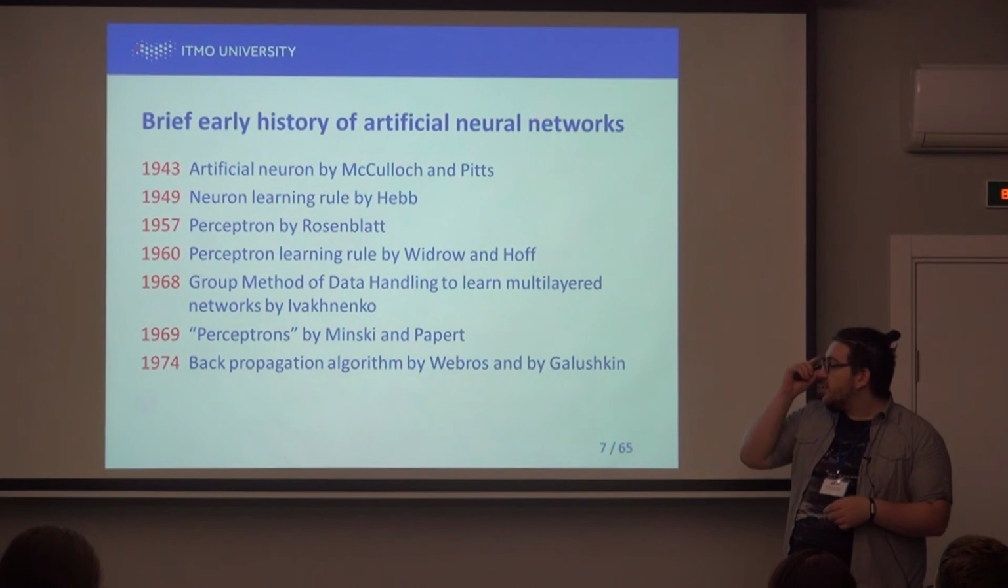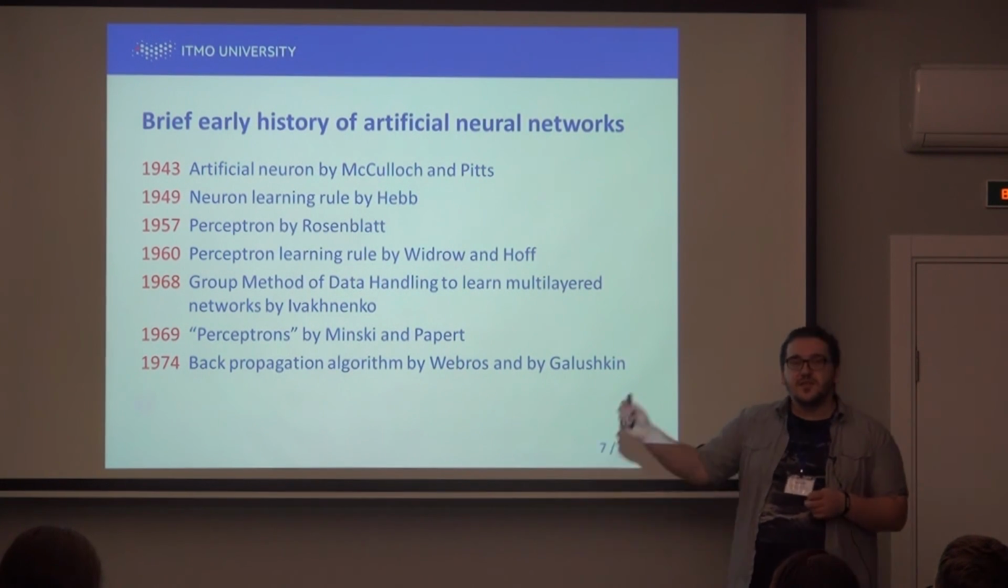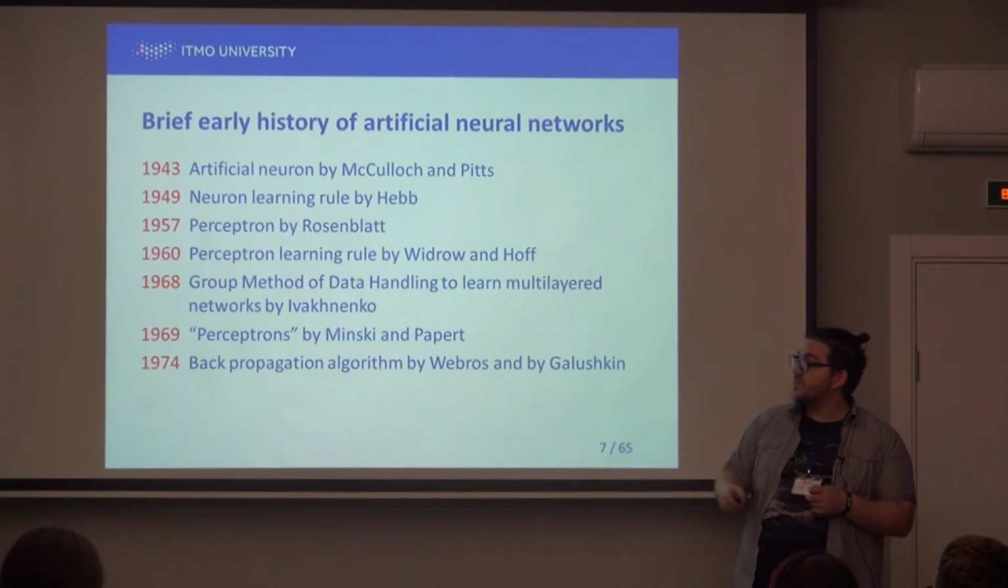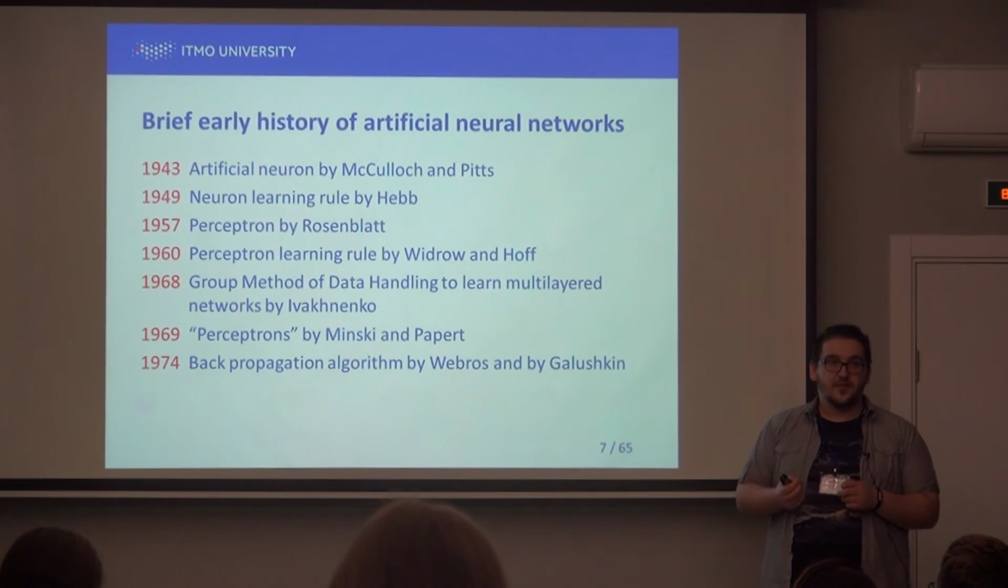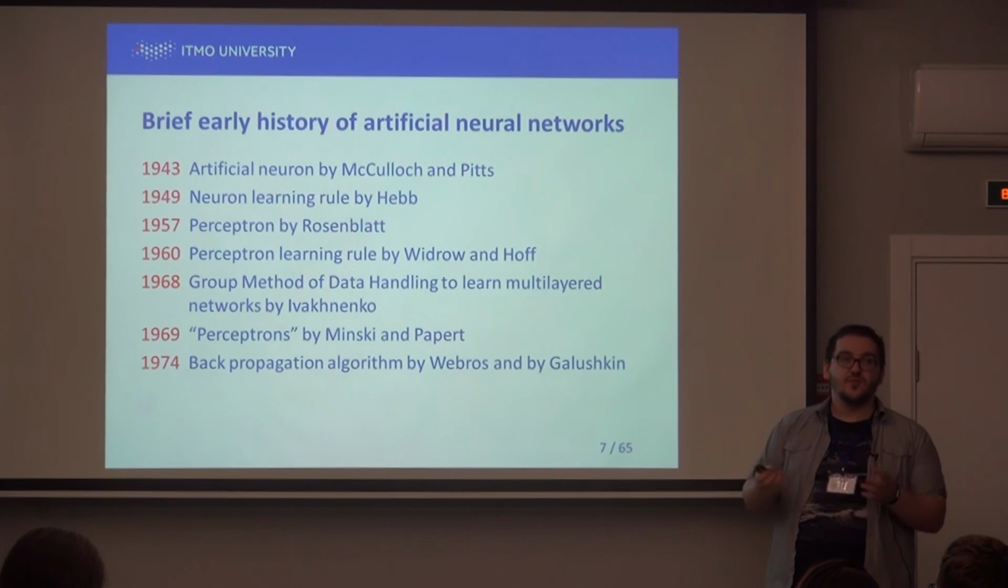A breakthrough came in 1974 when Werbos suggested the backpropagation algorithm, which allowed training a big network with more than one hidden layer, or even with a hidden layer, because before it was really complicated. It was also suggested in the same year by Galushkin. However, it was published in Russian, so no one cared.